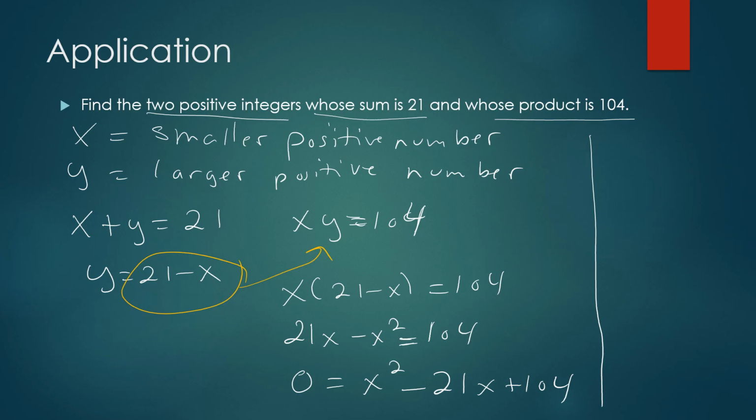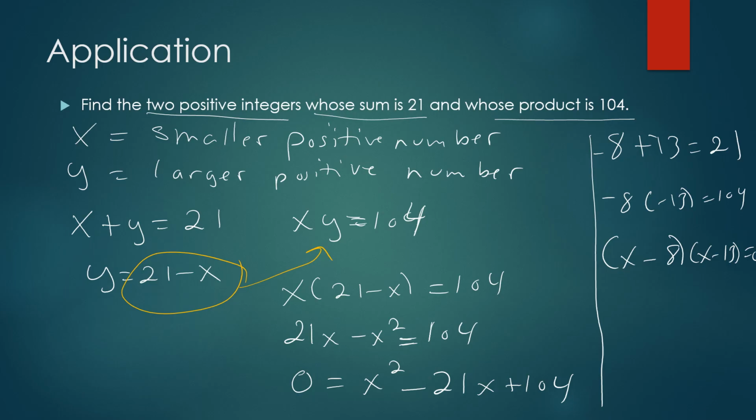Now I know that 8 plus 13 is 21. That also means that negative 8 and negative 13 add to negative 21. Now negative 8 times negative 13 is equal to 104. So the factorization would be x minus 8, x minus 13 equals 0. Now that implies, using the zero factor law, that x equals 8 and x equals 13.